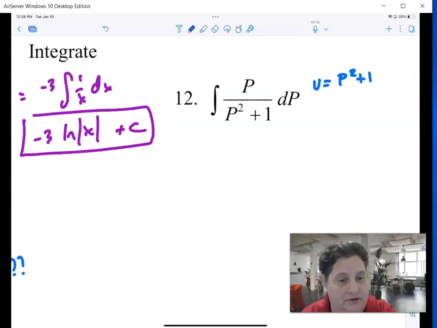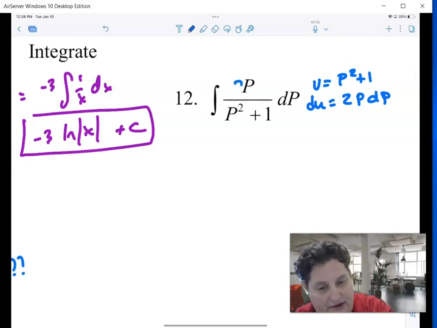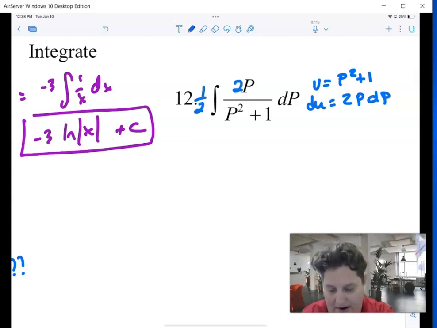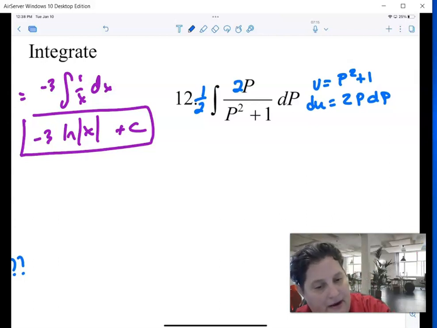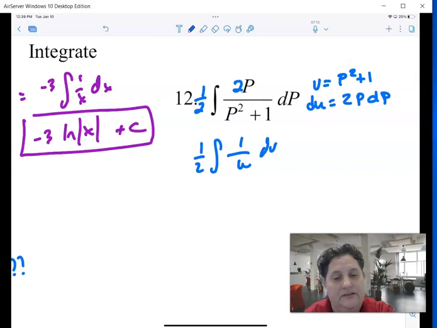U is p squared plus 1. Du, the derivative of that, is 2p dp. So I need a 2 and a 1/2. Okay. So I get 1 over u du. That's cool, because this whole 2p dp turned into du, and then that turned into u.